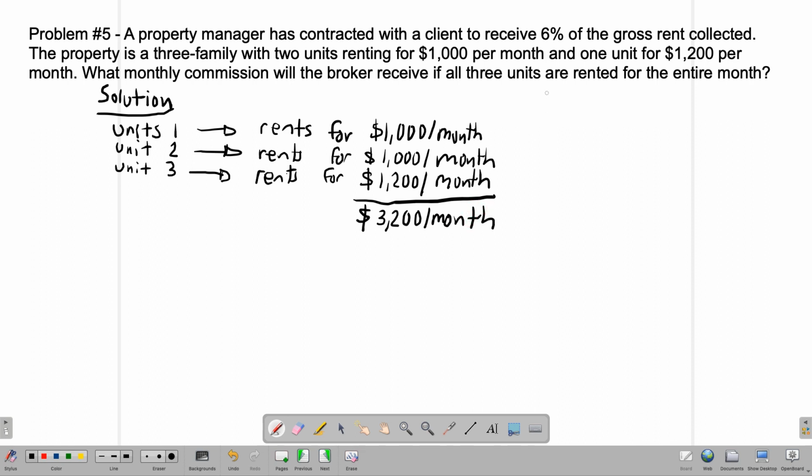Okay. All right. So what we do is we're going to use the same equation. We have part equals rate times base. Now the part in this case represents the property manager's commission. So we have a property manager instead of a salesperson in this case. So their commission.